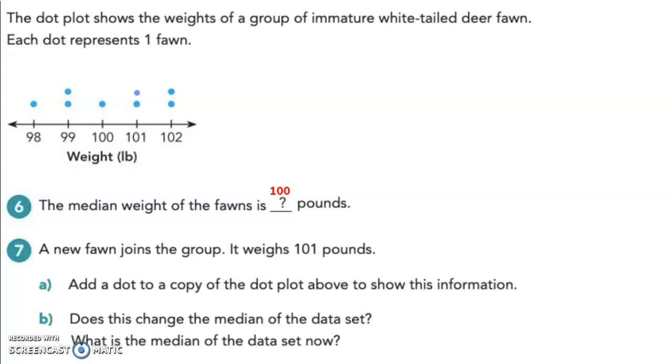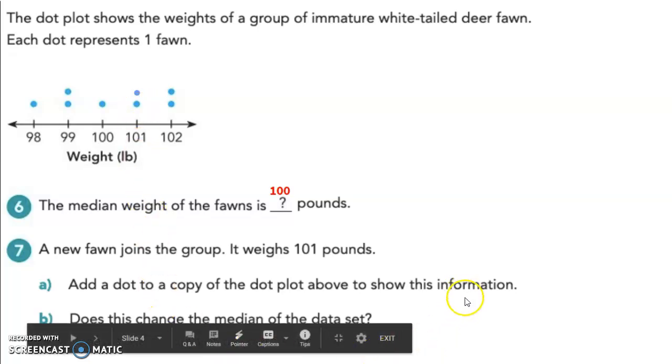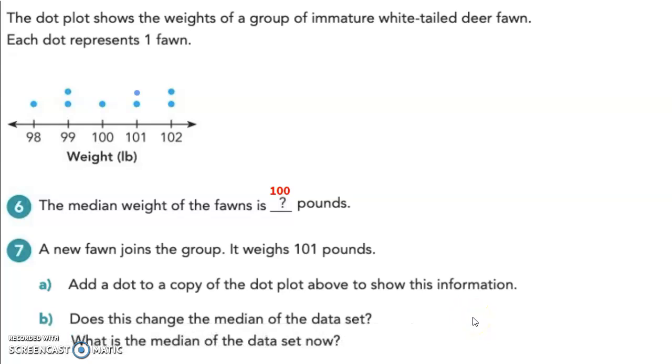It says a new fawn joins the group. It weighs 101 pounds. Add a dot to a copy of the dot plot above to show this information. And there is our added dot. You can tell it's added because it's a little bit different color. Does this change the median of the data set? What do you think? Yes, it does.